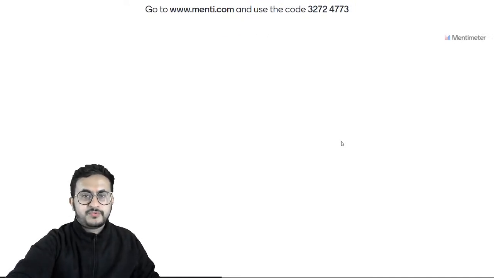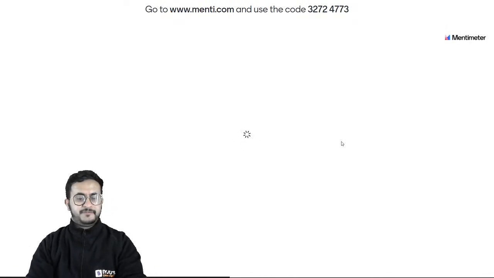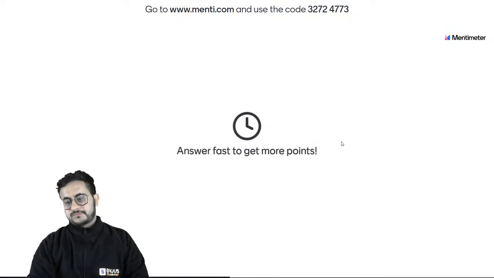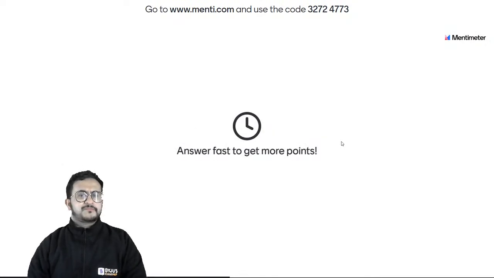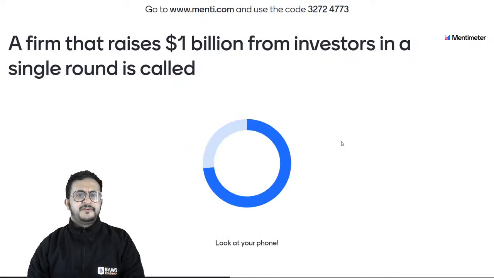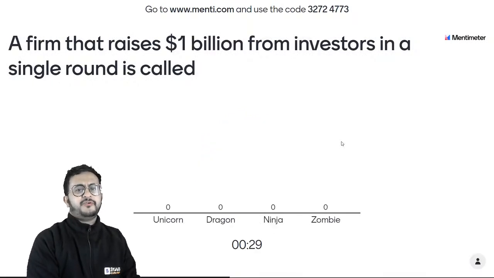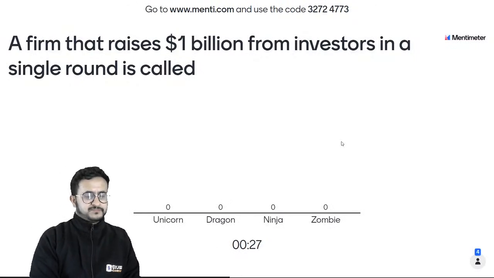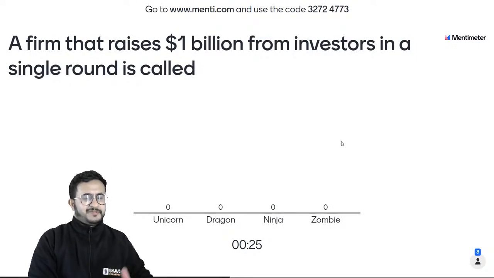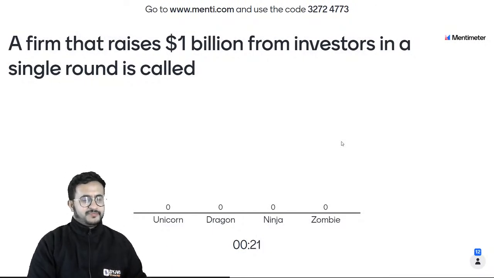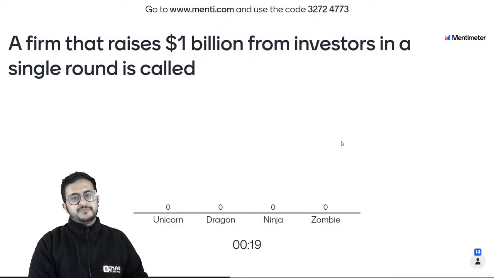Okay, here's the next question, question number 20, and after this we shall look at the leaderboard for the second time. Answer this question. A firm that raises $1 billion from investors in a single round is called something from I and E. So do read about these startup related terminologies. Unicorn, dragon, ninja, zombie.